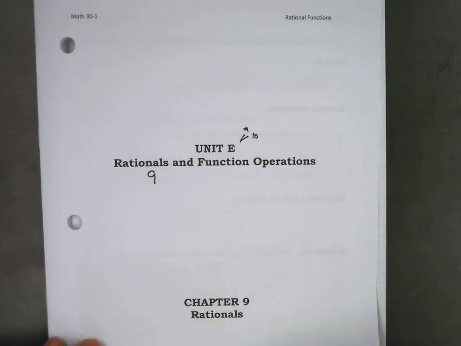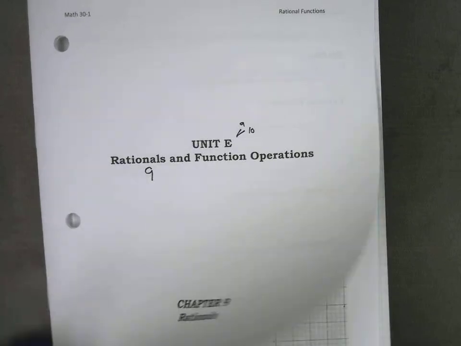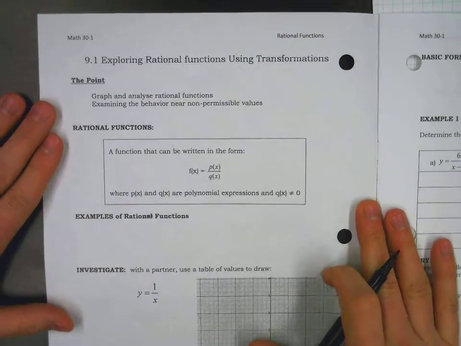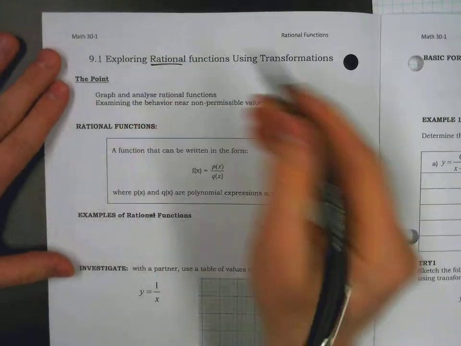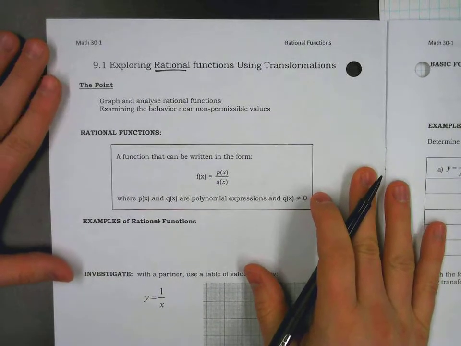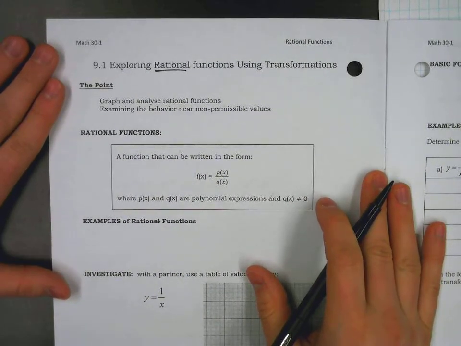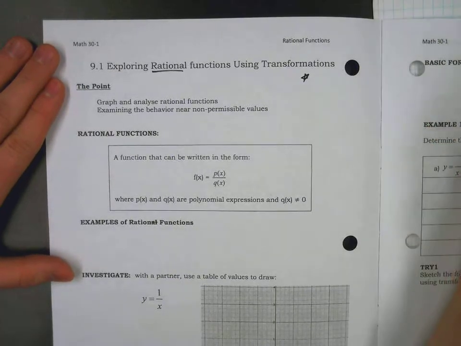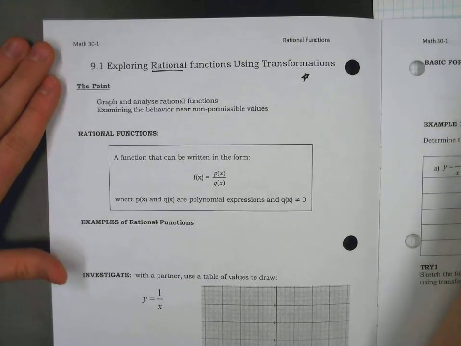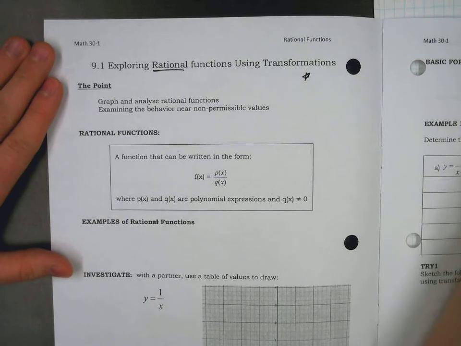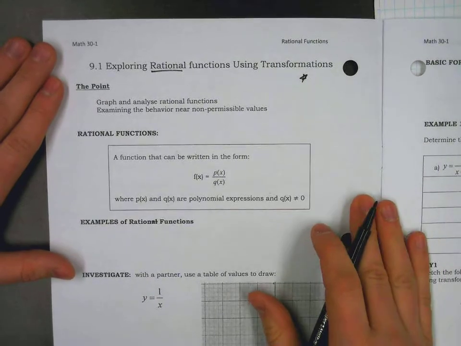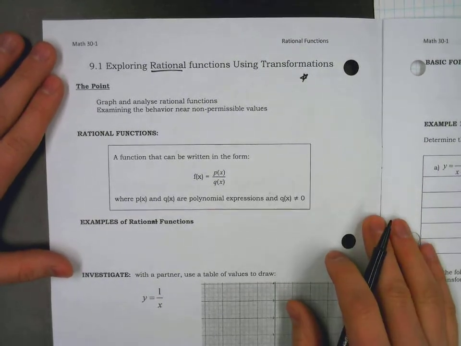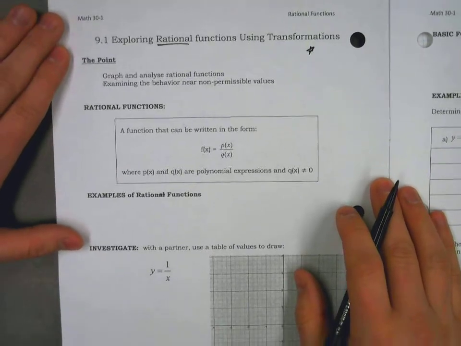Unit E, Rationals. So when we're looking at this chapter, it does have this word rational that keeps showing up. So the first lesson today talks about exploring rational functions using transformations. In fact, this is the last time we delve into transformations for the course. And we get to approach it in almost a simplified way, because rational function transformations are a bit simplified.